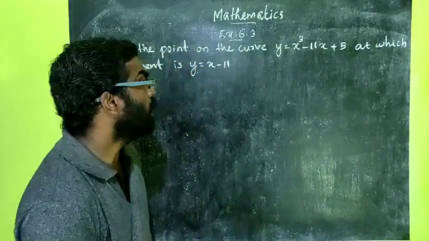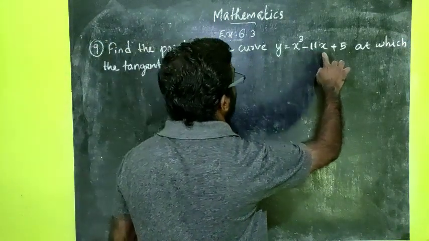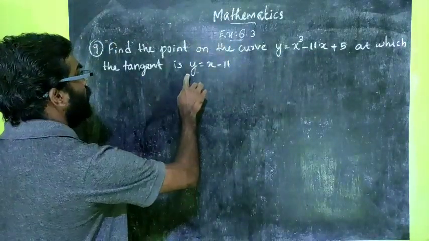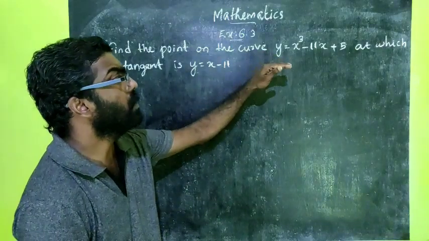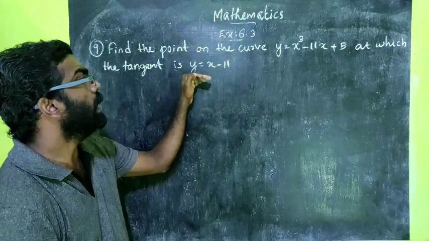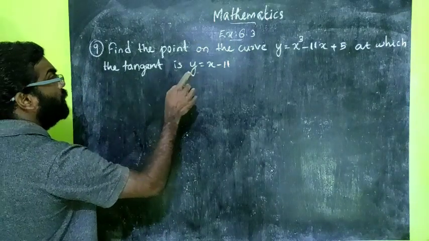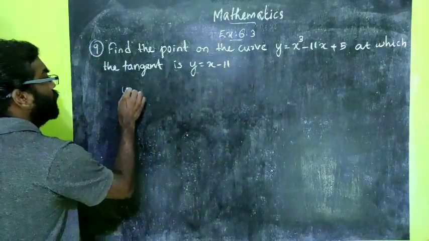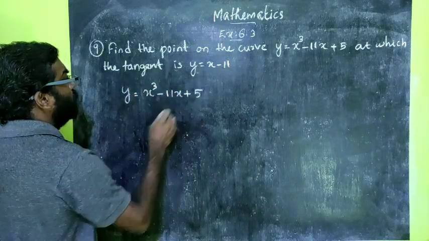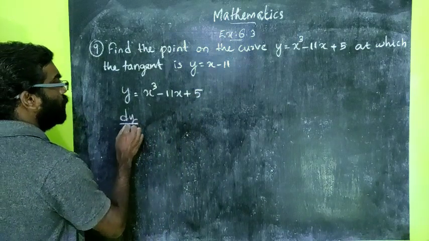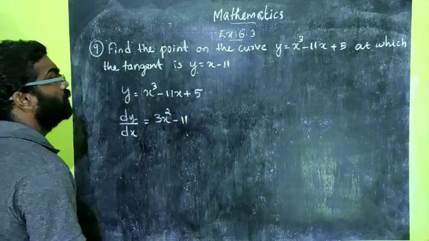Now we move on to question number 9. Find the point on the curve y equal to x cube minus 11x plus 5 at which the tangent is y is equal to x minus 1. Here a curve is given and the corresponding equation of tangent is also given. So first of all we can find the derivative from the curve. So y is equal to x cube minus 11x plus 5. dy by dx, or the slope of the tangent, is equal to 3x square minus 11.